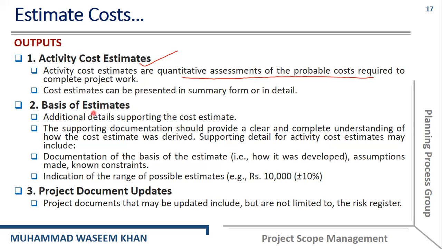Basis of estimates: additional details that are supporting the cost estimate. The supporting documentation should provide a clear and complete understanding of how the cost estimate was derived. Supporting details for activity cost estimates may include documentation of the basis of the estimate, that is how it was developed, assumptions made, and the known constraints. Also an indication of the range of possible estimate, for example, 10,000 plus or minus 10%. Okay, let me discuss it here.